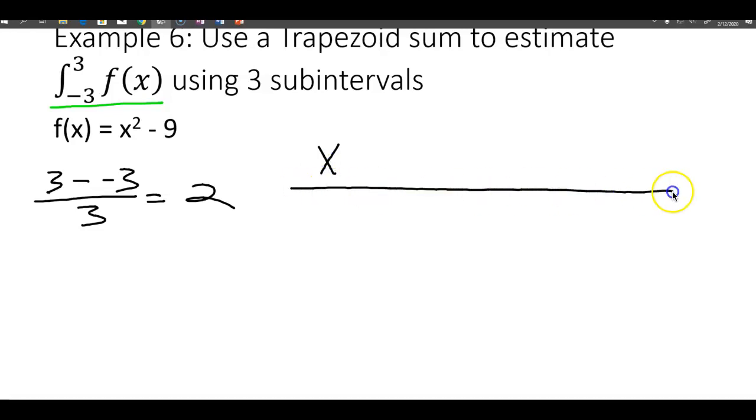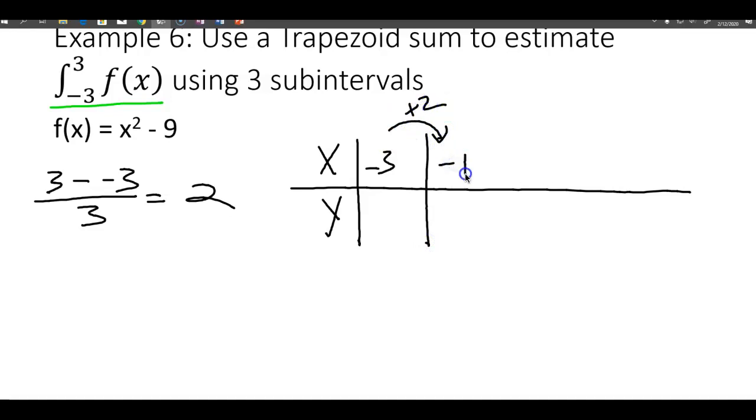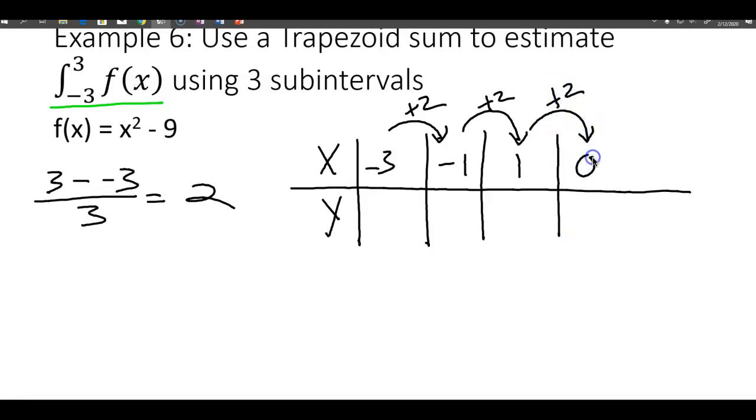All right, next thing we're going to do is once again make our own table. We're going to start with our lowest x value, and we're going to work our way up by 2's until we get to our biggest x value, which is 3.